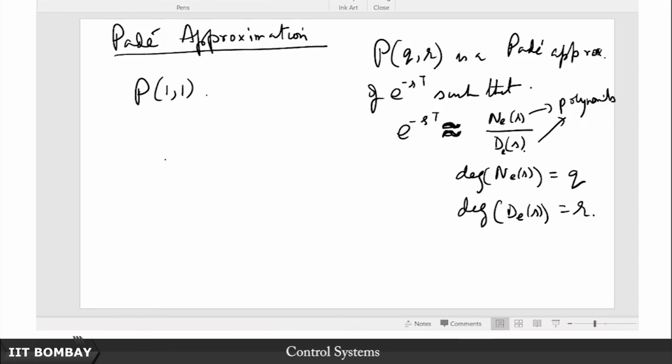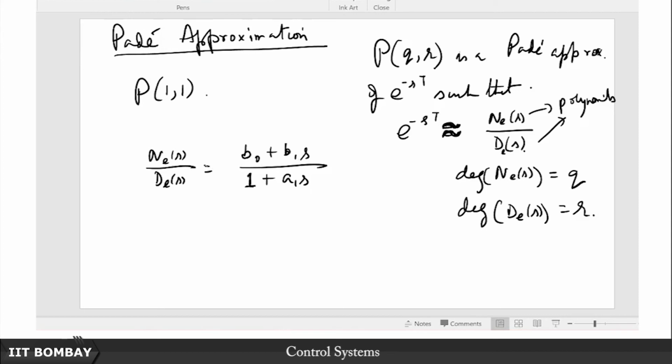So you consider this N(s) upon D(s) to be equal to, say, b0 plus b1 s upon 1 plus a1 s. Recall that I am not using this a0 here. Why? Because after all, if it's non-zero, I can always divide by it, so I don't really need to bother about this coefficient a0. So I'm not approximating by an integrator. Therefore, this one term is a constant term, so I can divide by it. I'm just scaling it here.